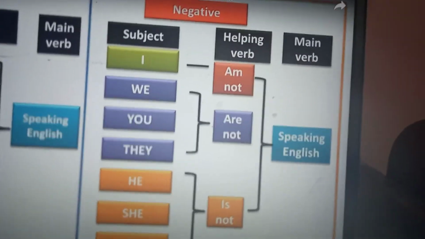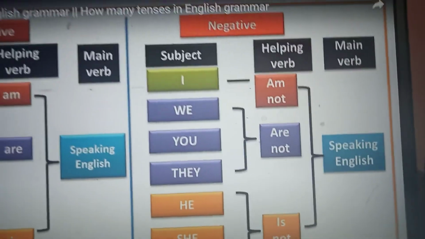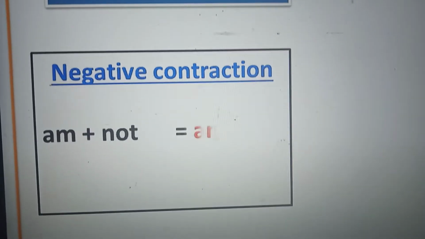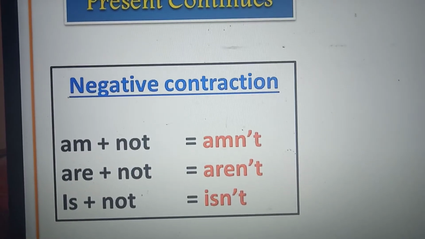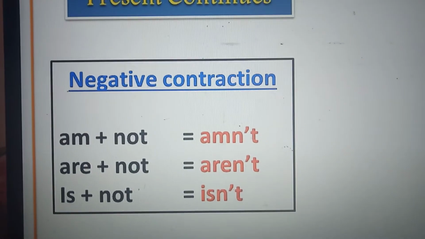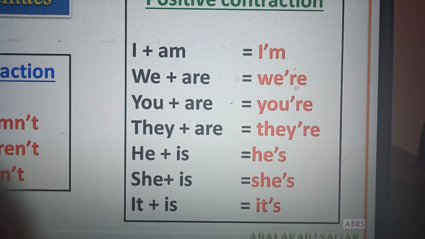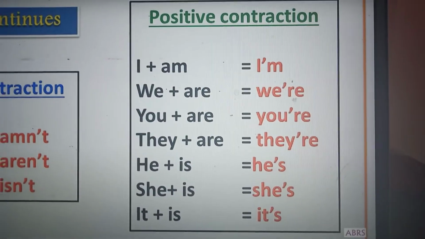Am, is, are come with the present tense. If ING comes, it is continuous, present continuous. Negative: aren't, isn't. Positive contraction: I am, we are. This one you know. You can use contractions.